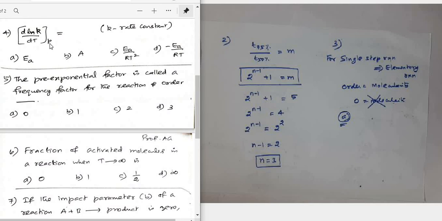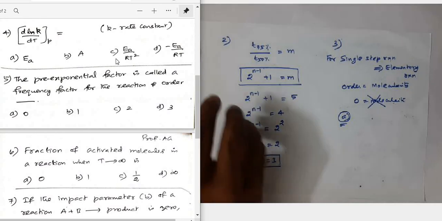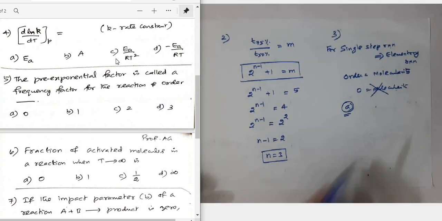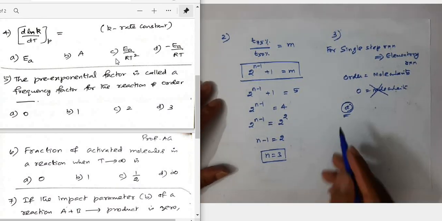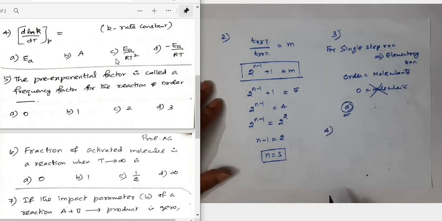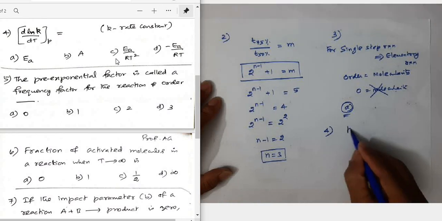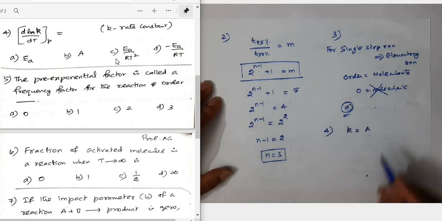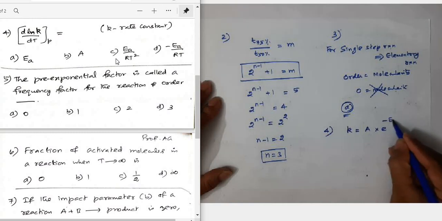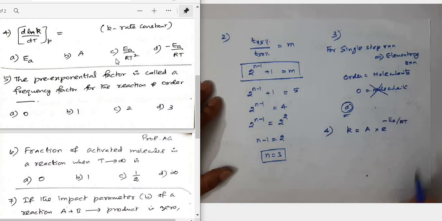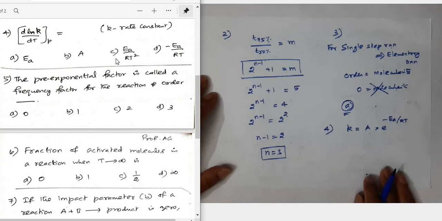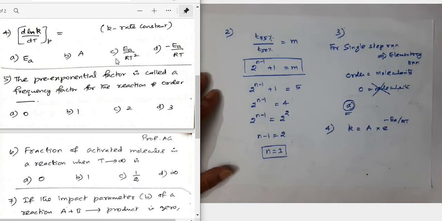d ln K by dt at constant pressure equal to, K is rate constant here. Okay, so 4 options are given. In options we have activation energy, Arrhenius pre-exponential factors also there. Okay, so let me take Arrhenius equation and we will follow this expression. You know very well the Arrhenius equation is K is equal to pre-exponential factor A into e power minus activation energy by RT. Okay, this is the general formula for Arrhenius equation.